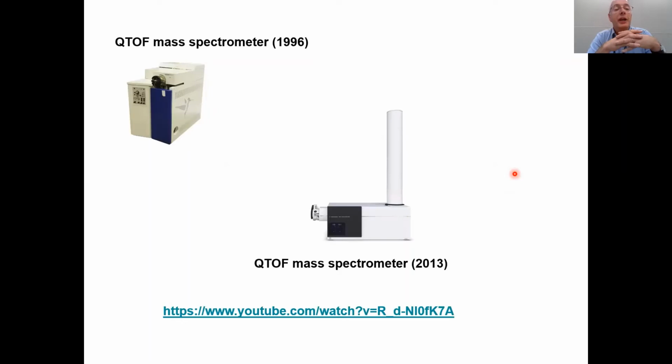So another thing that made a big difference to mass spectrometry of biological samples was the invention of the Q-TOF mass spectrometer. This was done originally by Micromass, now Waters, in 1996, and they had the idea to couple together a quadrupole and a time of flight mass filter in the same instrument. And I want to now show you a video.